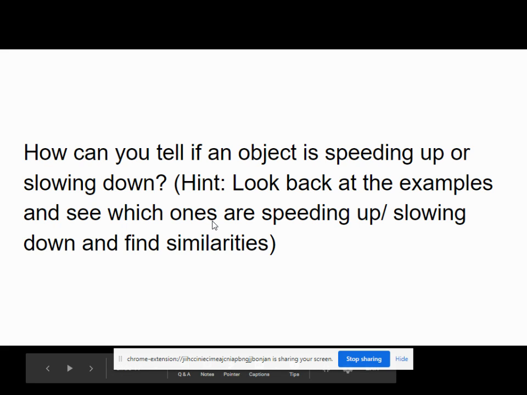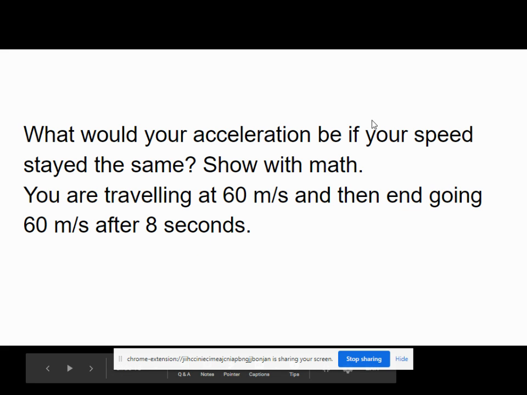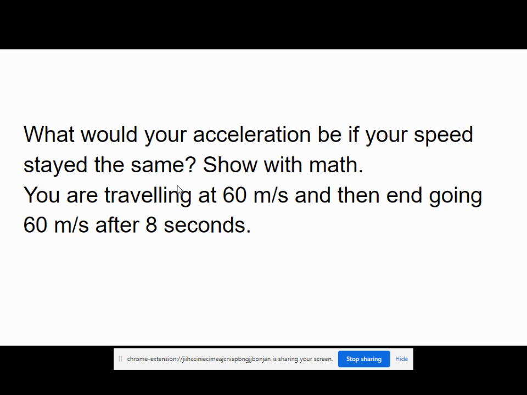All right, that is all for today. Well, we can do this last one. What is your acceleration if your speed stays the same? Same thing we do with math. 60 is your initial, 60 is your final, in 8 seconds. But 60 minus 60 just gives us 0. So if there is no change in velocity, we do not have any acceleration.